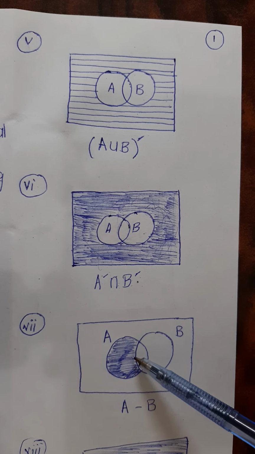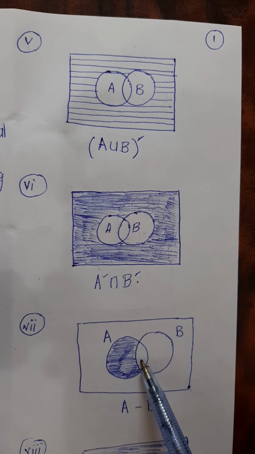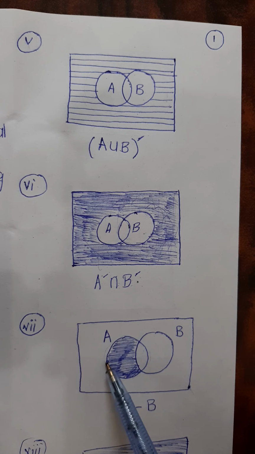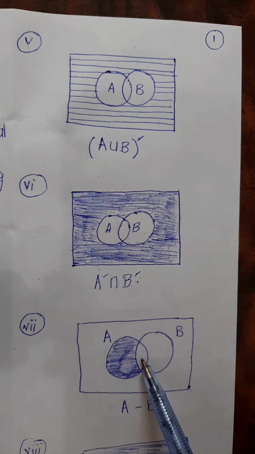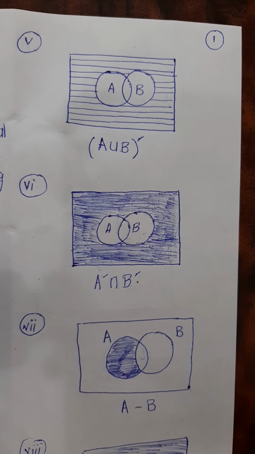Now in the next part, if you see the shaded area, basically it is representing A minus B. Actually, we have subtracted B from the circle of A. This part was also a part of B, so we have subtracted this part from the circle of A. So we can say that this is A minus B.